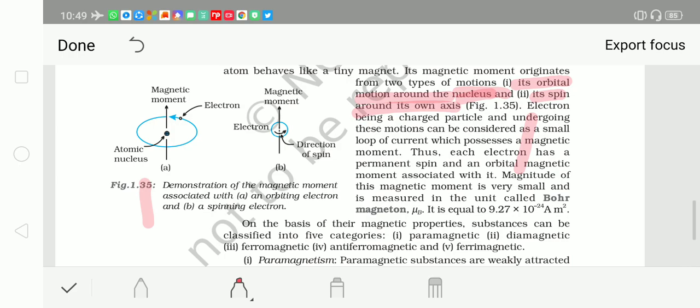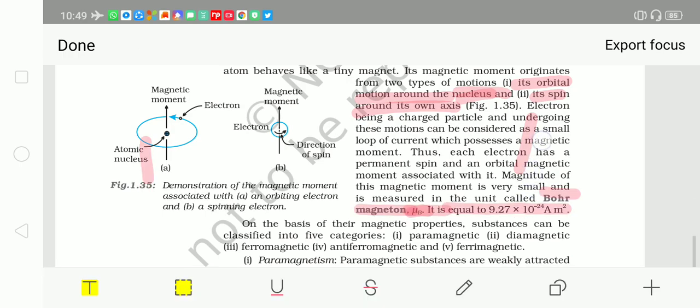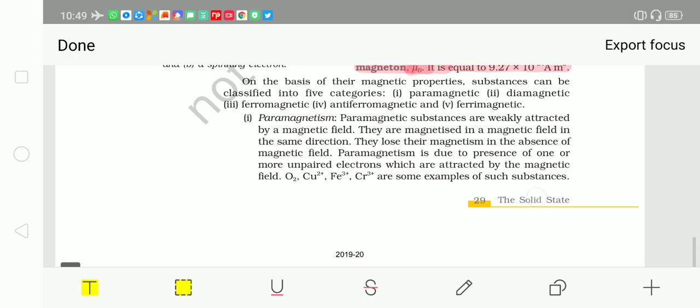This magnetic moment is calculated in a unit termed the Bohr magneton. It is represented by mu b, and it is equal to 9.27 into 10 power minus 24 ampere meter square. So this is the reason behind the magnetic property of the element. If any charged particle is revolving around any center, it experiences a kind of magnetic property. Clear? On the basis of magnetic properties, solid substances are classified into 5 categories.